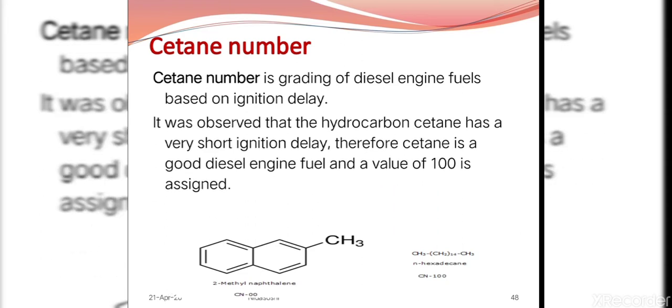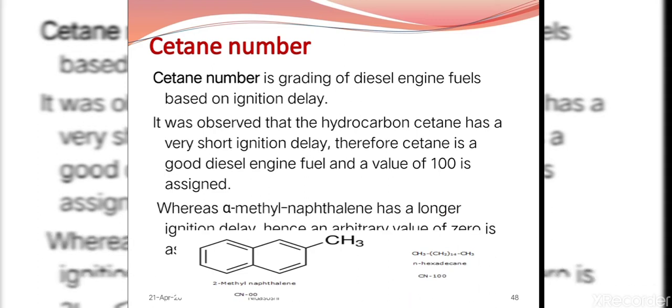It is observed that the hydrocarbon cetane, that is n-hexadecane, is called cetane, is a good diesel engine fuel. Its value is assigned arbitrarily as 100, whereas alpha methyl naphthalene has a longer ignition delay, hence its cetane value is arbitrarily fixed to 0.